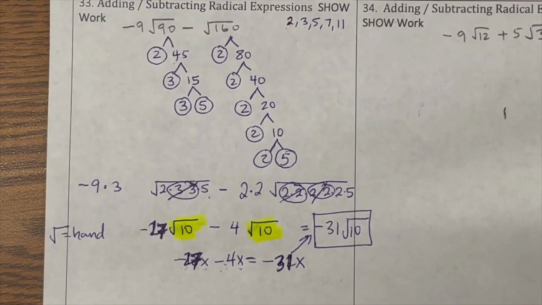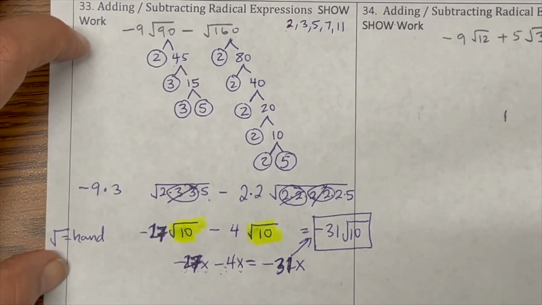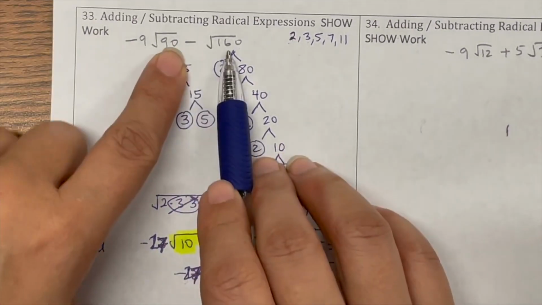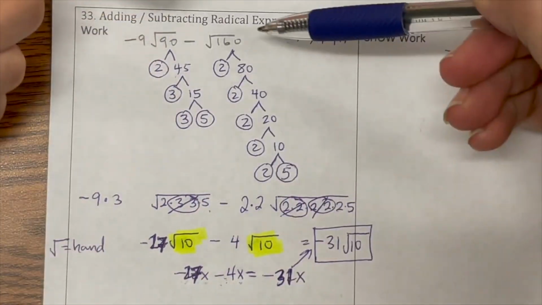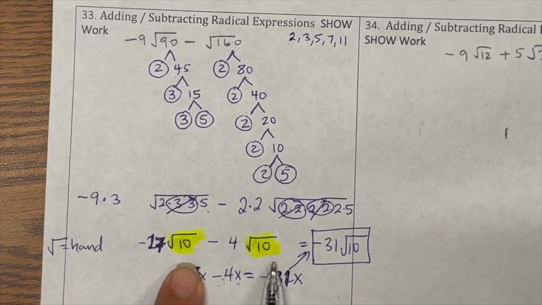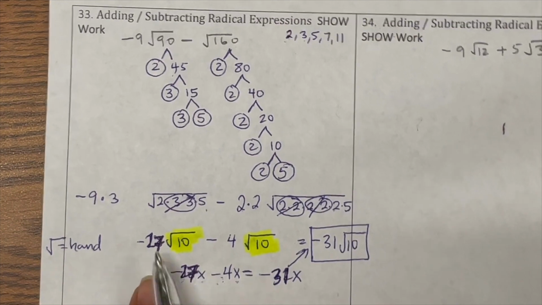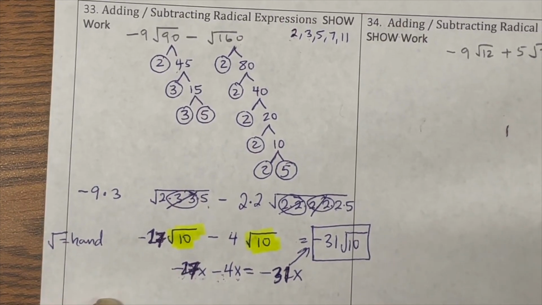So biggest thing to remember, when you're adding and subtracting, they have to be the same. These radicals must be the same. If they're not, simplify it first, and then if they're the same, you can combine them. Well, what if I get to the bottom and they're not the same? Then the simplified answer without you combining is the answer.